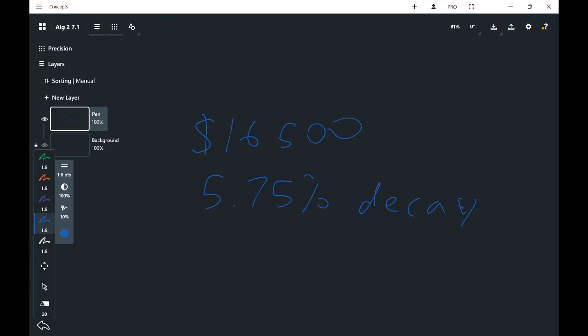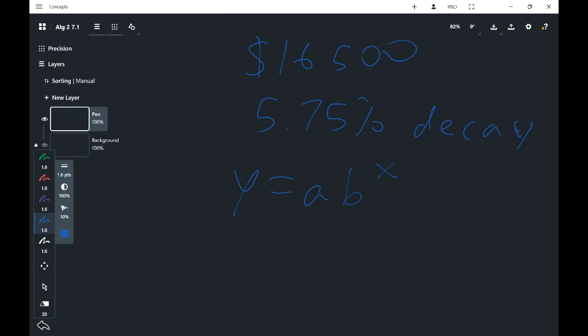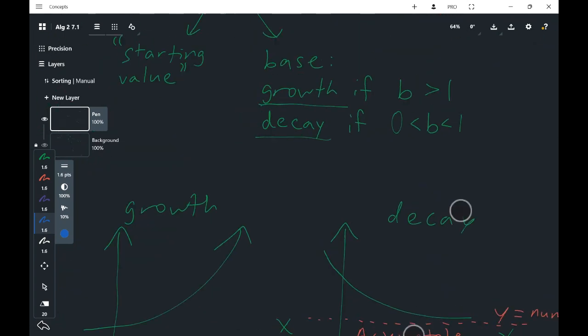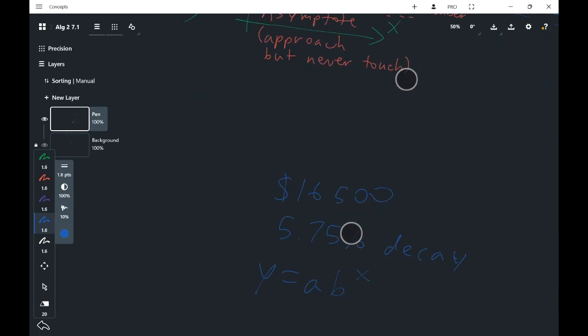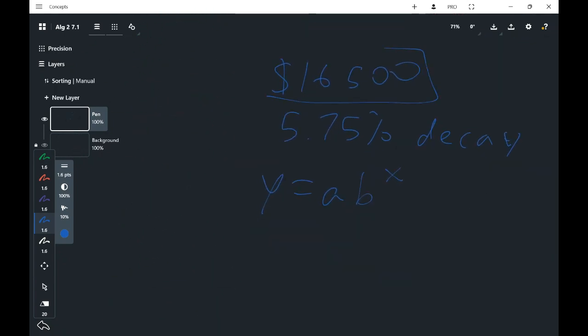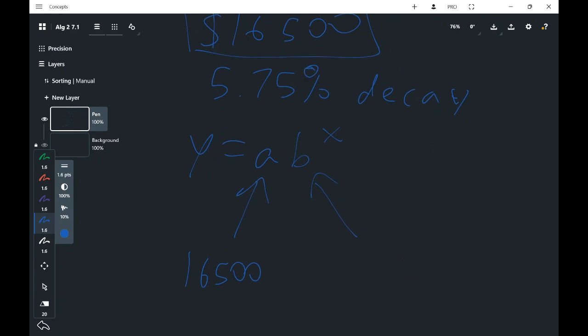So what we're going to do here is we're going to set up our equation, and we're going to use these numbers here. Like I alluded to earlier, our A is our starting value, right? So our starting value in this case is the $16,500. So that's our A value. The thing is, though, this B value is not 5.75.